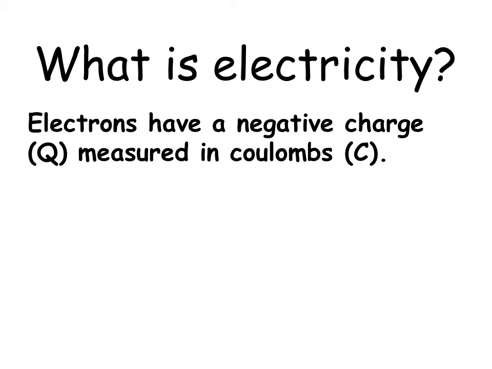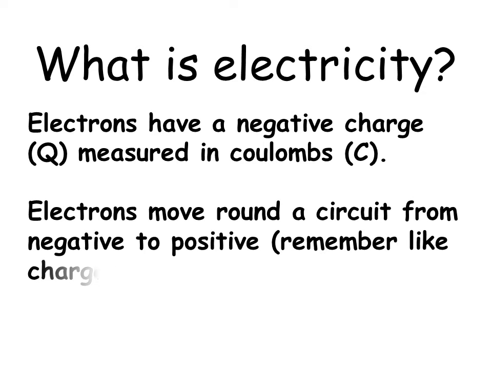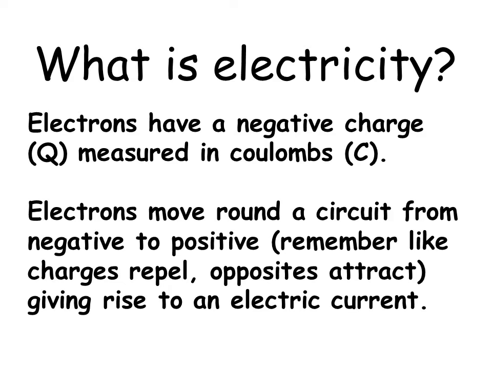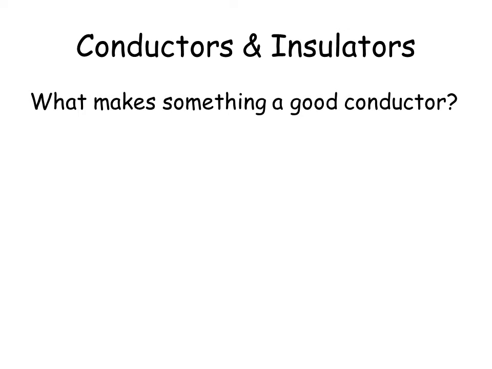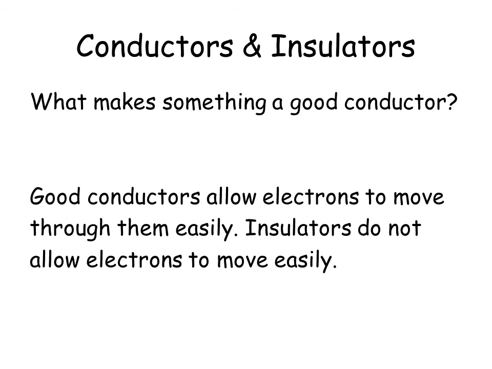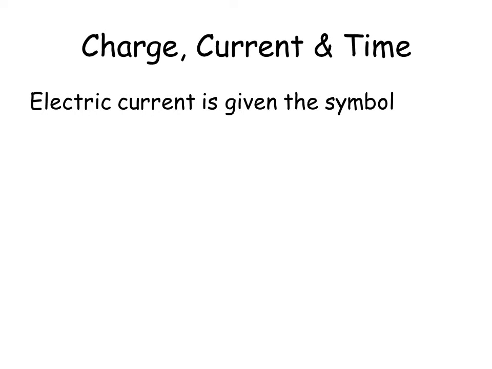Now, what is electricity? Electrons have a negative charge Q, measured in coulombs. Electrons move around a circuit from negative to positive terminal. Unlike charges attract each other and like charges repel each other. Conductors and insulators, you are very well aware of them. Good conductors allow electrons to move through them easily, and insulators do not allow electrons to move easily.